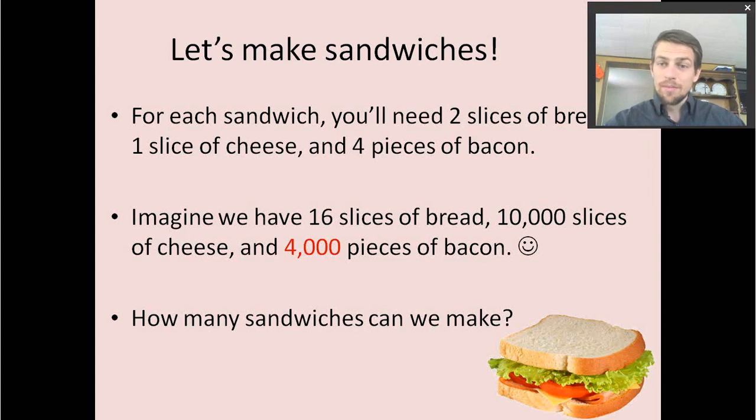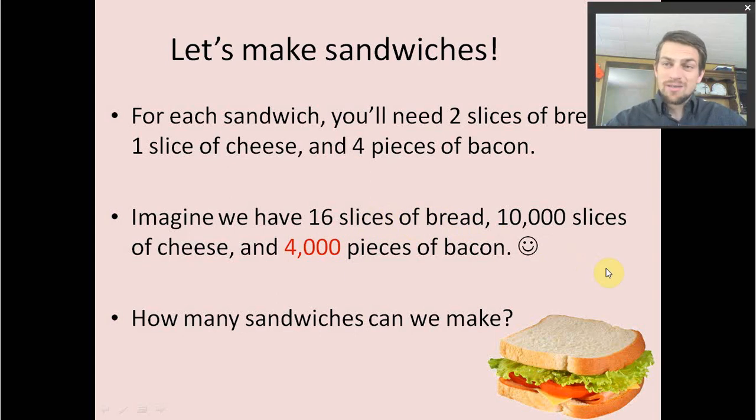So you might think, okay, we can only make 1,000 sandwiches. Still pretty good, bacon and cheese sandwiches. But then you look at your 16 slices of bread and you realize, oh, we're going to run out of bread before we run out of bacon or cheese. So at this point, because we've increased the amount of bacon, we are going to run out of bread before we run out of anything else.